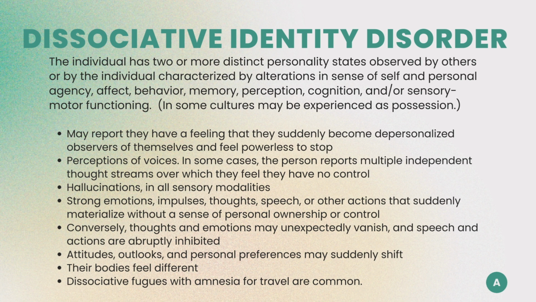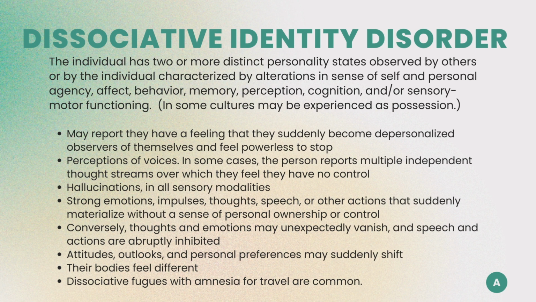The individual has two or more distinct personality states observed by others or by the individual. The other people don't necessarily have to perceive it. So the individual may experience it. They experience themselves as a 30 something year old adult, but they also at times might experience themselves as a 5-year-old child. They feel like they're that 5-year-old child. So they're actually switching. It's not like they want to act like a 5-year-old. They feel like they are a 5-year-old.